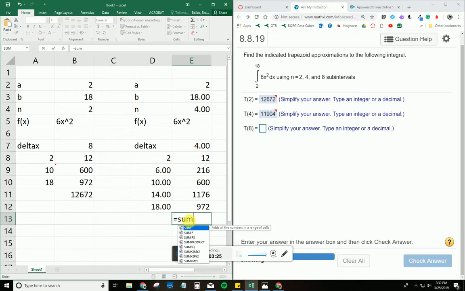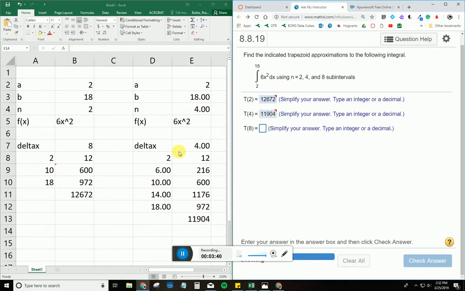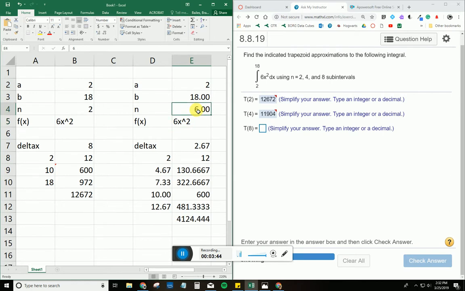I'm going to sum those up, highlight all the stuff I want to add. Okay, and then the last thing I'm supposed to do is multiply by my delta x, equals, okay, 11904 like it should be. But again, if I had accidentally messed up, what if I accidentally did like, I don't know, 6? Or what if I accidentally did 81 because I didn't notice it was backwards? All of those things are easy to change because I'm using technology.